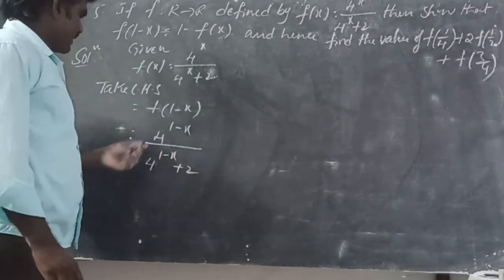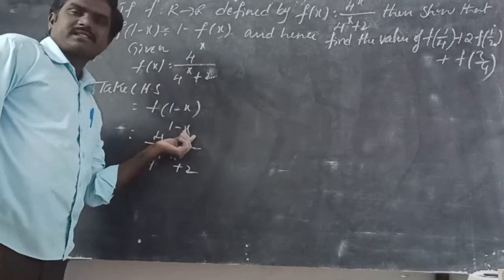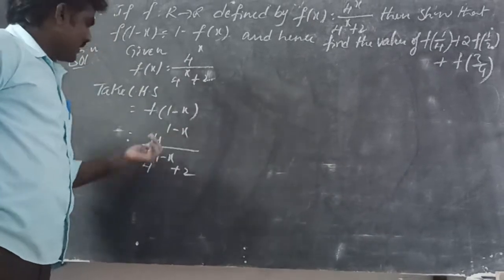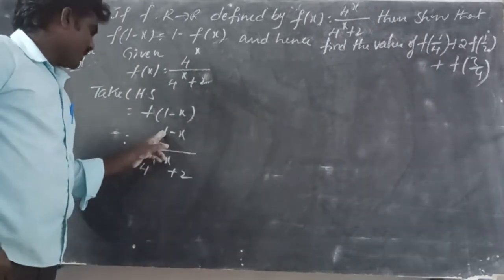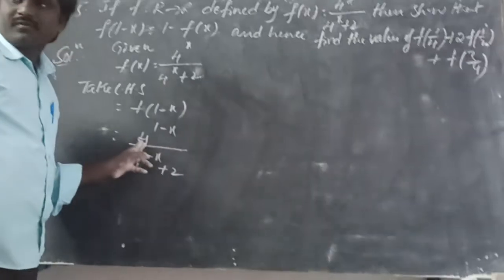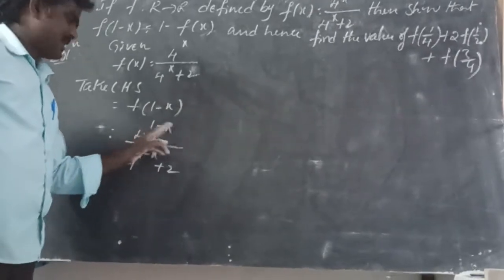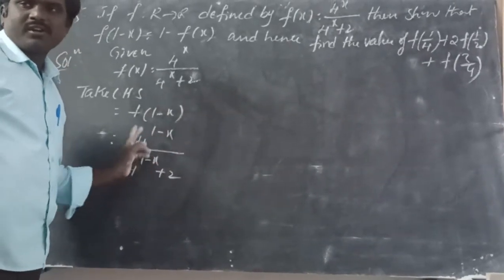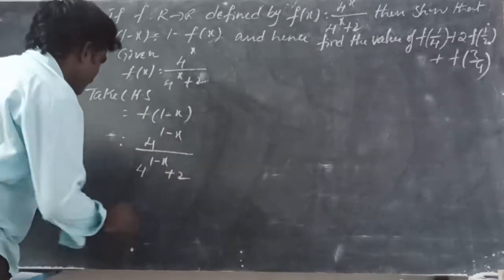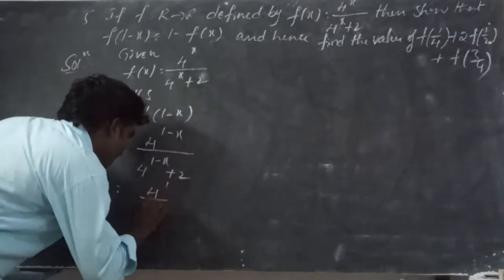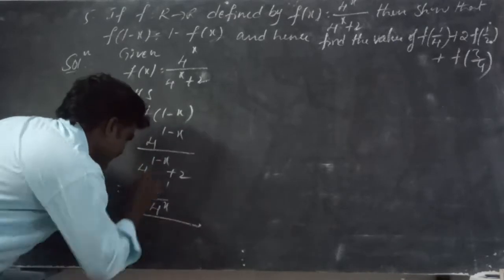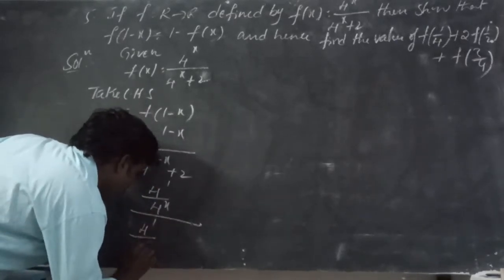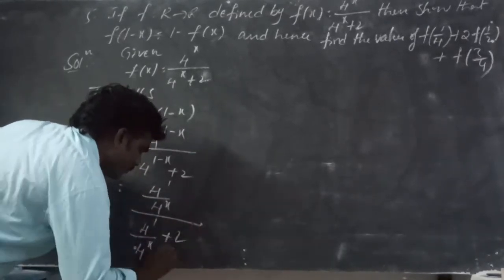Okay, so here in the place of x you can put 1 minus x. Okay, here what is the formula? a power m minus n equals a power m by a power n. So that is here 4 power 1 by 4 x by here 4 power 1 by 4 x plus 2.